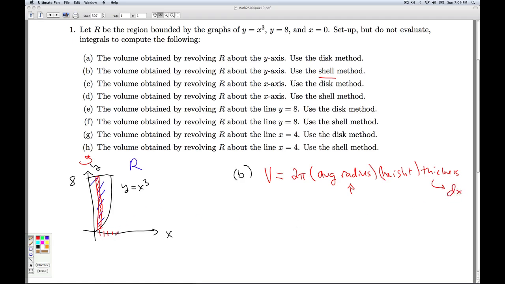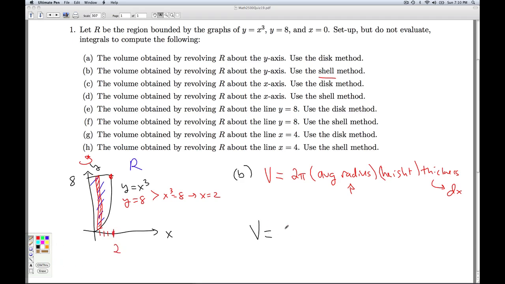I need to know the bounds on the x. I know that y equals x cubed and y equals 8, so I need to look at where those things intersect. So if I look at y equals x cubed and y equals 8, I get x cubed equals 8, or x equals 2. That tells me how far I'm going to be integrating.